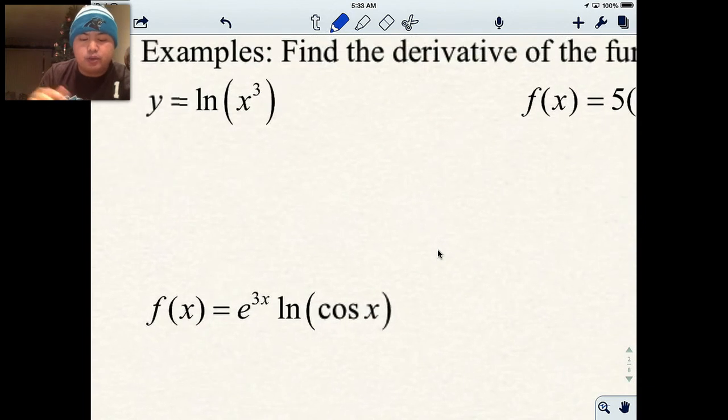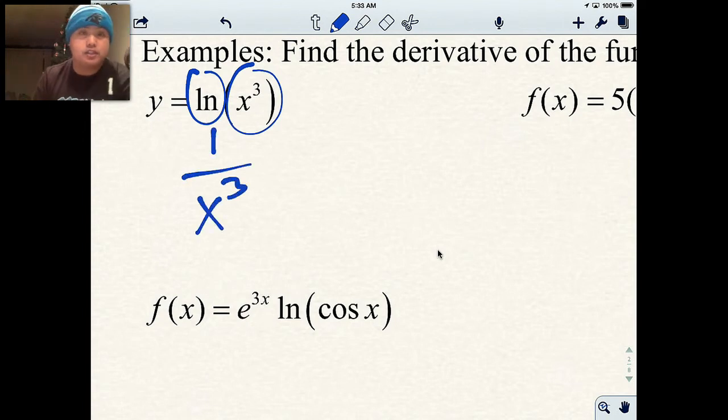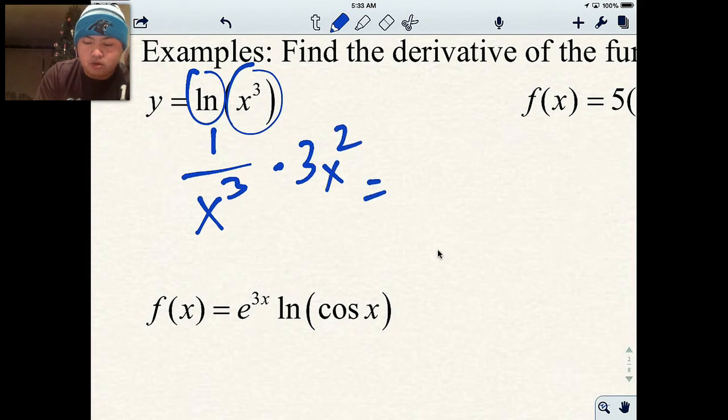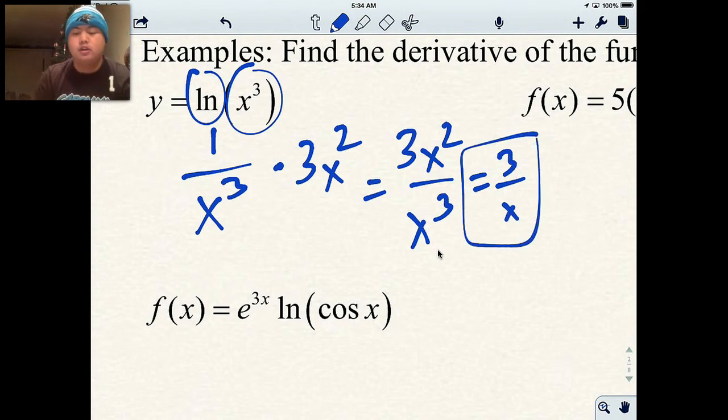Same thing, there's a chain rule here. I have an outside function and I have an inside function. The derivative of the outside, the derivative of ln, is going to be 1 over x to the third, because I have ln x to the third, so it's 1 over x to the third. Times the derivative of the inside, my inside function is x to the third, so it's going to be times 3x squared, or it'll be 3x squared over x to the third, or it'll be 3 over x. That's how you do ln problems.